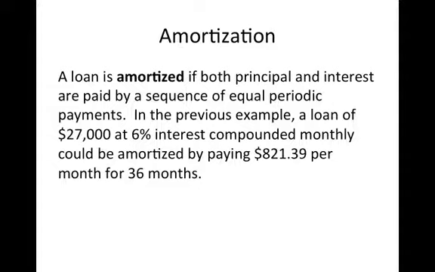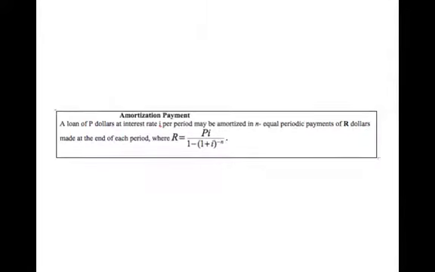Amortization. A loan is amortized if both principal and interest are paid by a sequence of equal periodic payments. In the previous example, a loan of $27,000 at 6% interest compounded monthly could be amortized by paying $821.39 per month for 36 months. Another way to figure that out is by using this cool little formula, which is just a manipulation of the previous formula. The payment R is equal to P times I divided by 1 minus 1 plus I to the negative N.